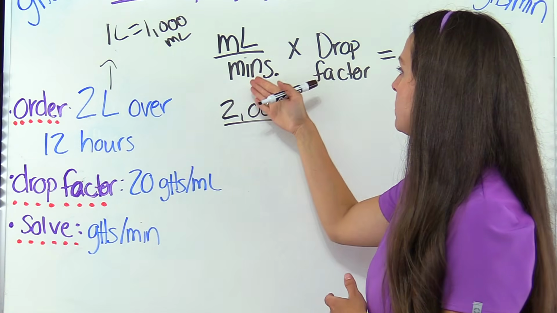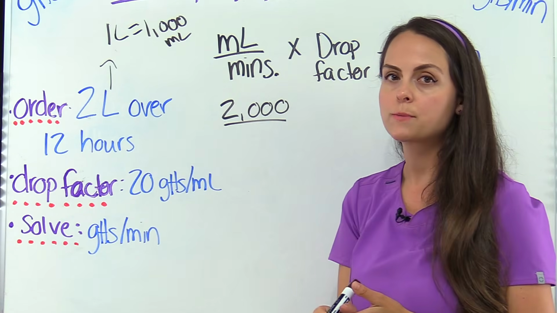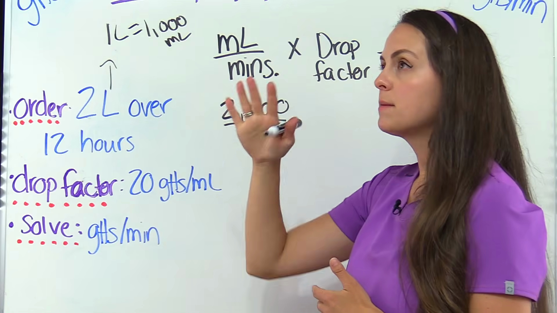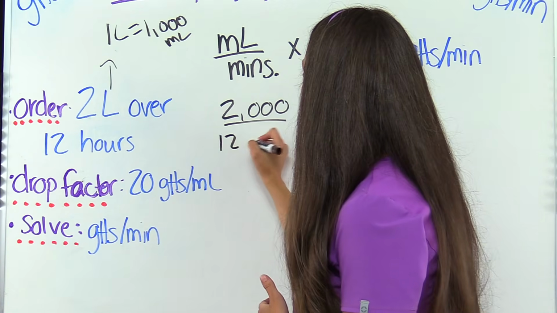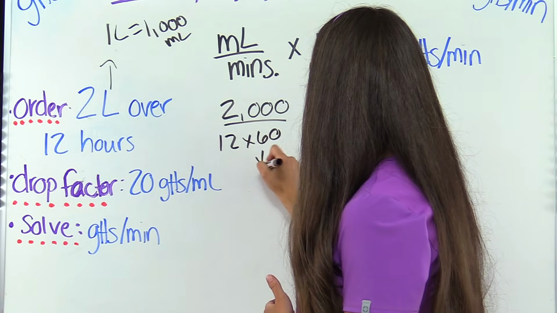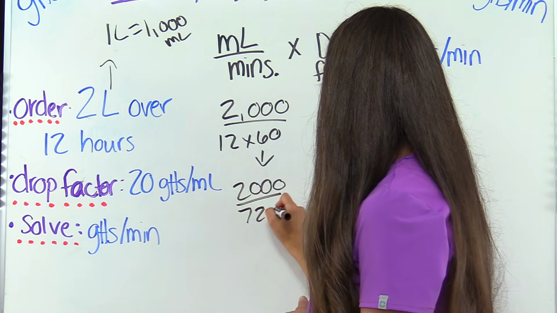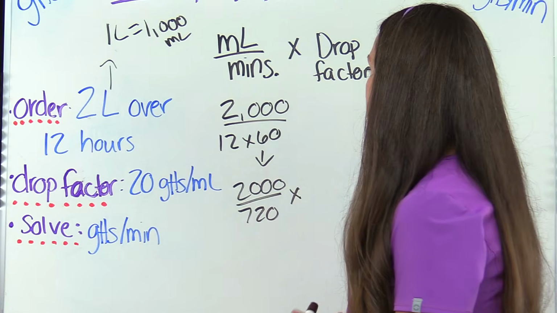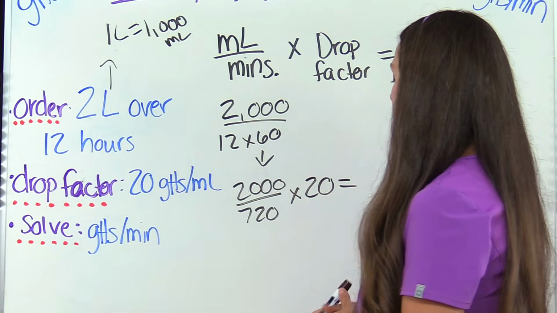And that is going to be over the minutes that it needs to go over. So we have 12 hours. 12 times 60 gives us 720. So we'll say 12 times 60, and that gives us 720. Now we're going to multiply that by the drop factor, which is 20. So let's work it out.